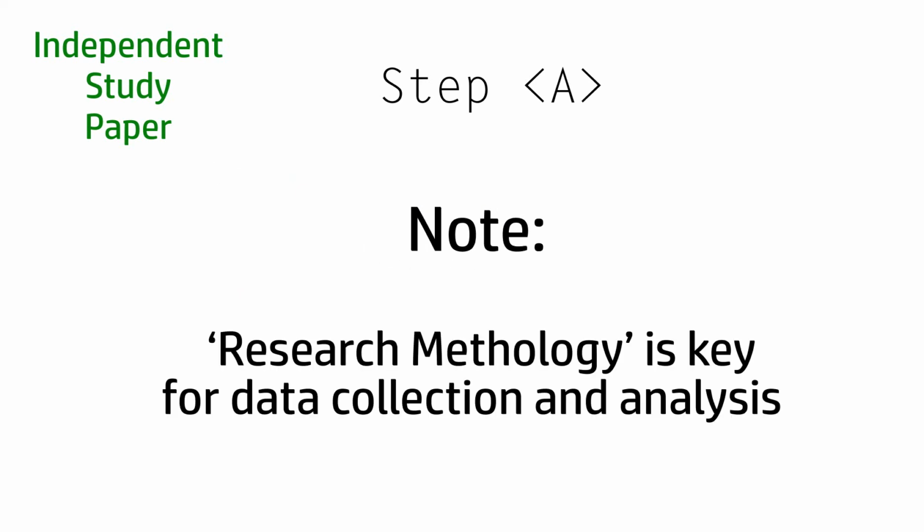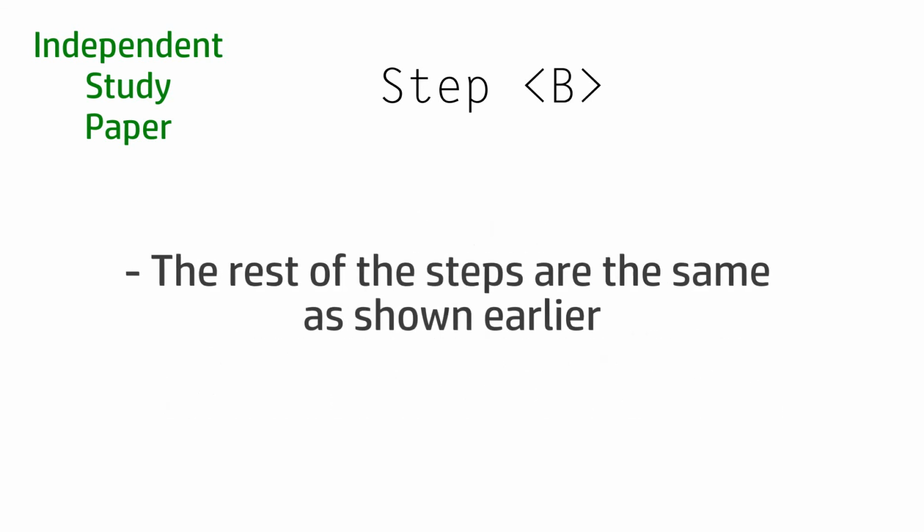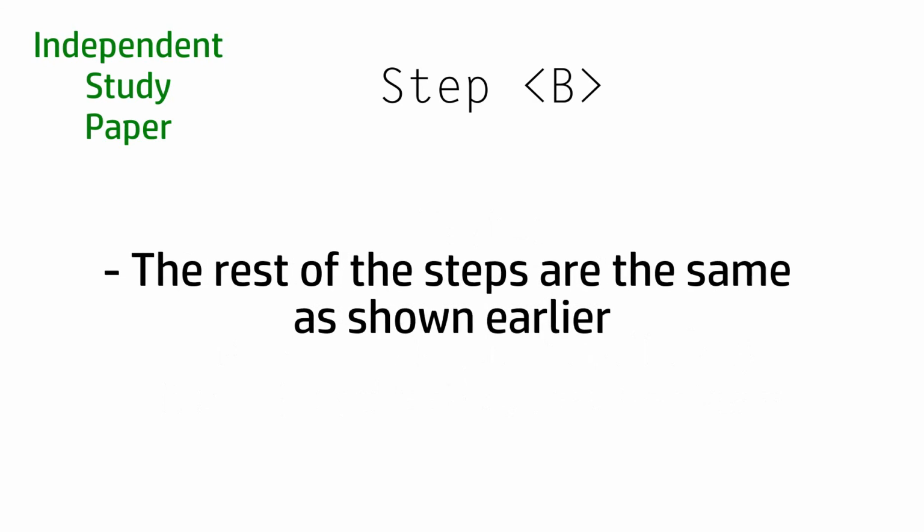For a more in-depth understanding on how to produce structure from your dissertation title, I would highly recommend looking into research methods. It will help you understand how to gather data and analyze information attained from your research, and help you with learning how to present your work appropriately in the higher education level. Moving on to step B. Once you have identified all of the subheadings you will be using in your dissertation, the rest of the steps are the same as shown earlier.